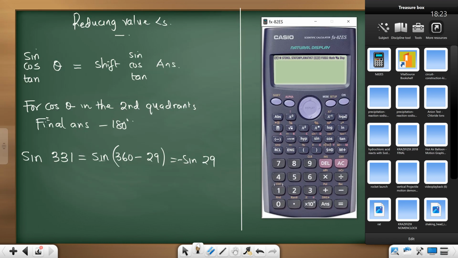Calculators. What do I do? Sine 331 equals. Then I press shift because I'm working with sine. Sine, answer. Boom. Check your answer. Negative 29. The calculator gives you everything, no matter how big the angle is.